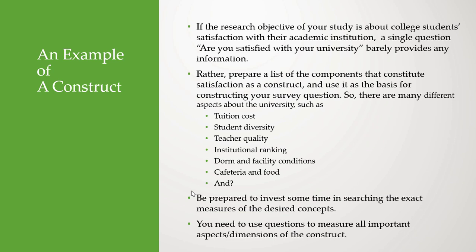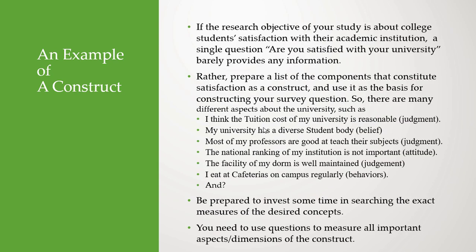Let's say, based on the literature, student satisfaction can be influenced by tuition cost, student diversity, teacher quality, institutional ranking, dorm and facility conditions, and cafeteria and food. So the questions I may need to ask will include number one, I think the tuition cost of my university is reasonable. Number two, my university has a diverse student body. Number three, most of my professors are good at teaching their subjects. Number four, the national ranking of my institution is not important. Number five, the facility of my dorm is well maintained. Number six, I eat at cafeterias on campus regularly.